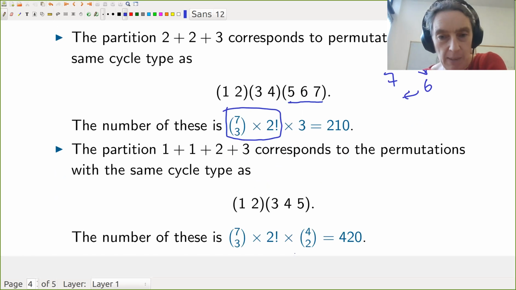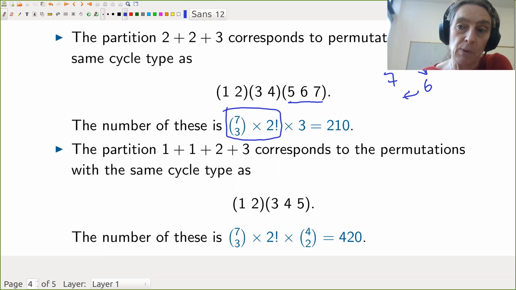And the number of that type, well, again, we've got 7 choose 3 choices for the 3 elements to go into the 3 cycle. After you've chosen them, you've got 2 factorial ways to arrange them in cyclic order. After you've done that, you've put 3 elements into your 3 cycle and you have 4 elements left. You've got 4 choose 2 ways to choose 2 of those to go into the 2 cycle. And in doing so, you're also choosing the 2 fixed points.